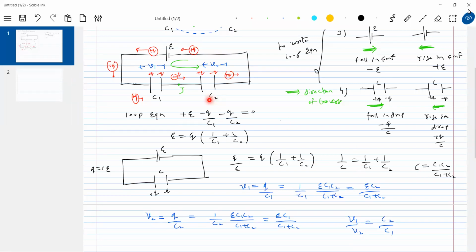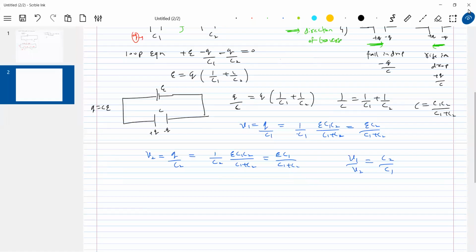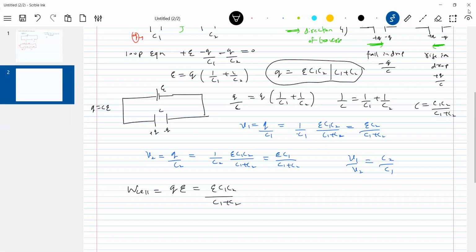Now, what about the heat generated here? In every problem, think about the heat generated, because rather than doing something separately, you can start here. So what do you mean by heat generated in this case? Work done by the cell. What is the work done by the cell? We'll calculate separately. It should be equal to Q into E. What is the value of Q? The value of Q should be equal to E C1 C2 by C1 plus C2. Into E, no? So this should be equal to C1 C2 E square by C1 plus C2. This much is the work done by the cell.